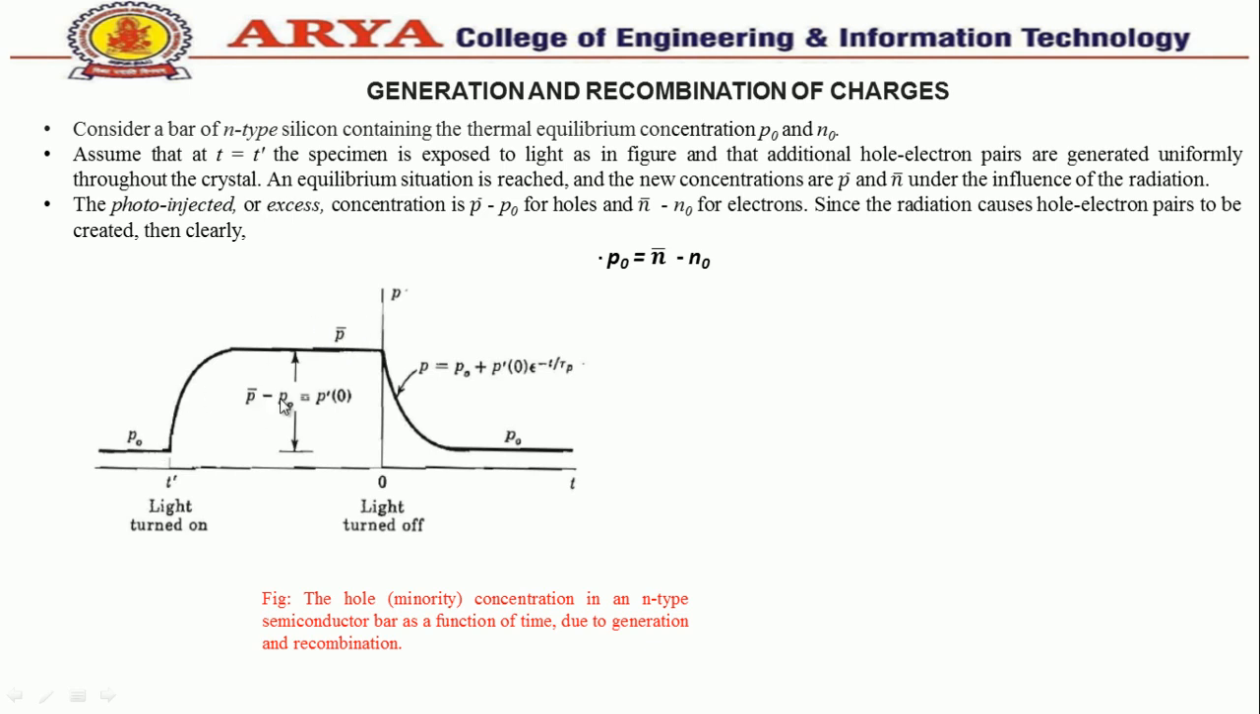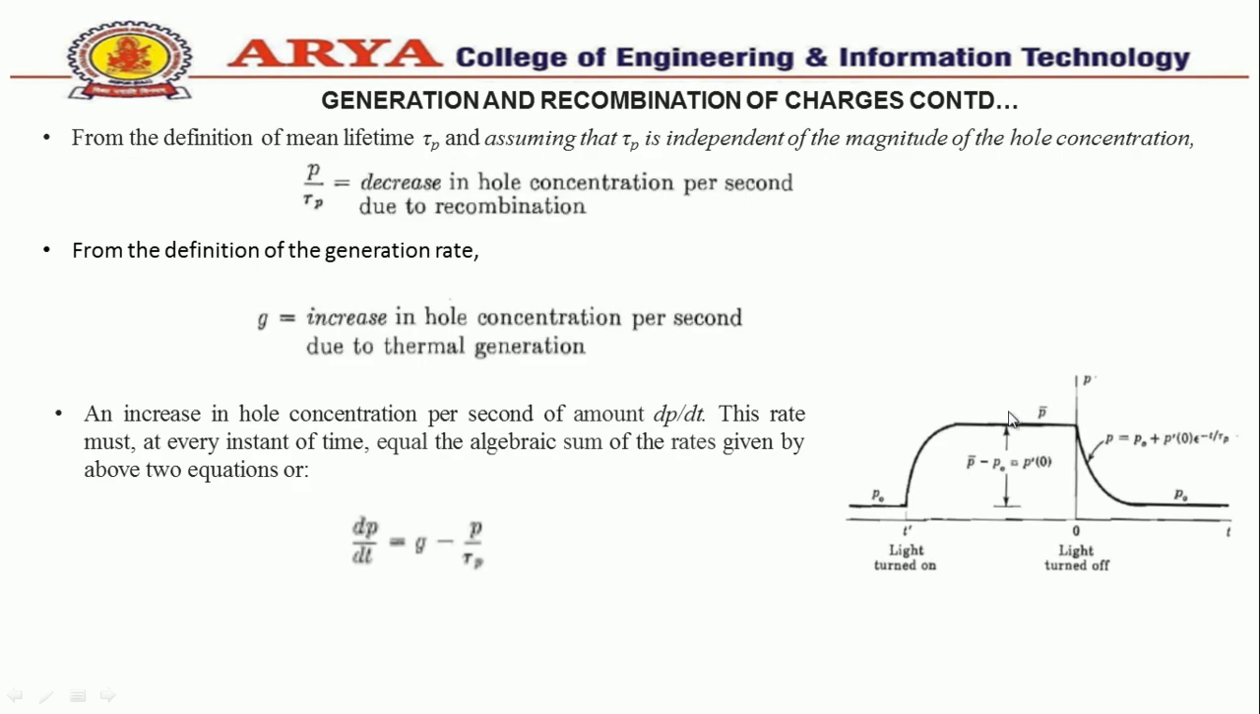So P bar minus P0 can be written as P dash 0, and N bar minus N0 can be written as N dash 0. But the increase in hole concentration P equals that for the electron density N. The percentage increase for electrons in an n-type semiconductor is very small, as electrons are majority charge carriers in an n-type semiconductor. So if 10 to the power 18 plus 10 is very small compared to 10 to the power 18, the percentage increase in holes may be tremendous because holes are minority charge carriers in an n-type crystal.